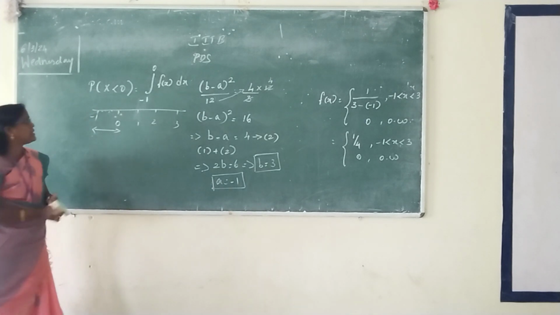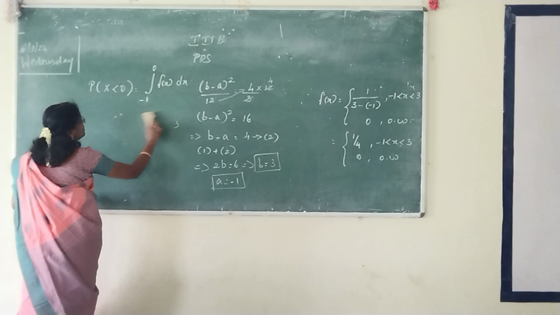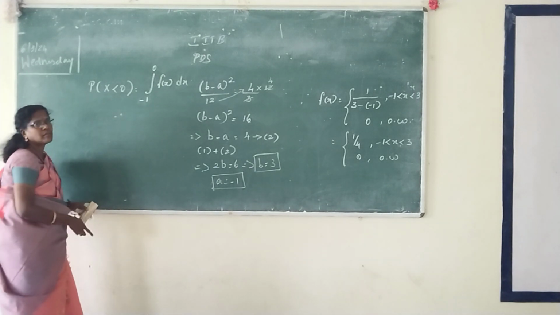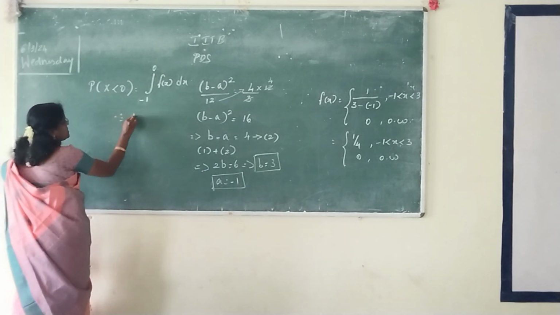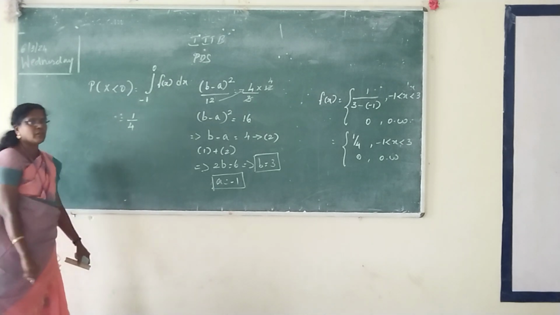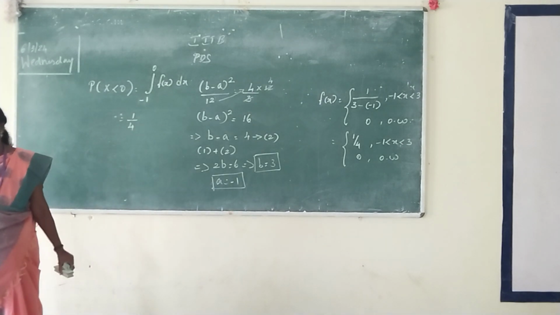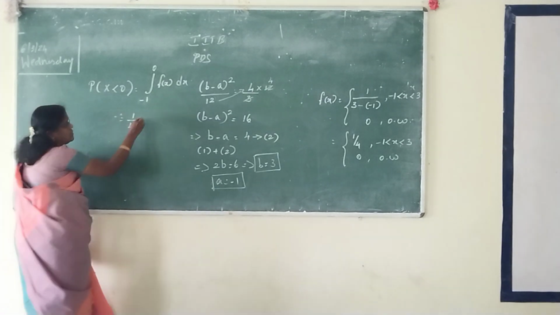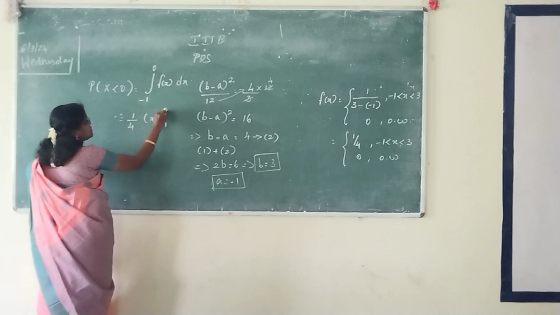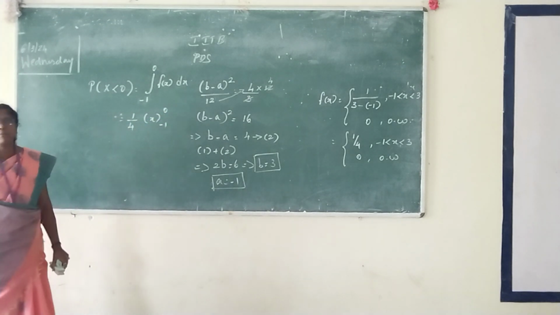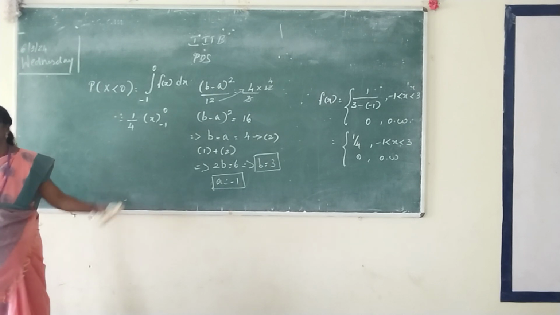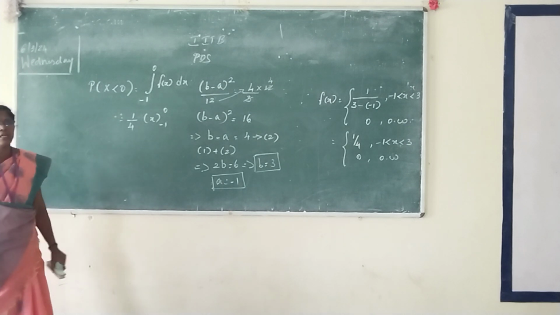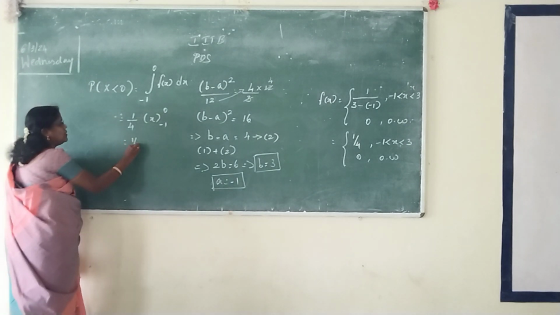Okay, integrate to get the answer. Very simple function. What is f of x? 1 by 4. It is a constant, taken outside the integration. What is the integral of dx? x, within the limits minus 1 to 0. What is upper limit minus lower limit? 0 plus 1, which is 1. So your answer will be 1 by 4.